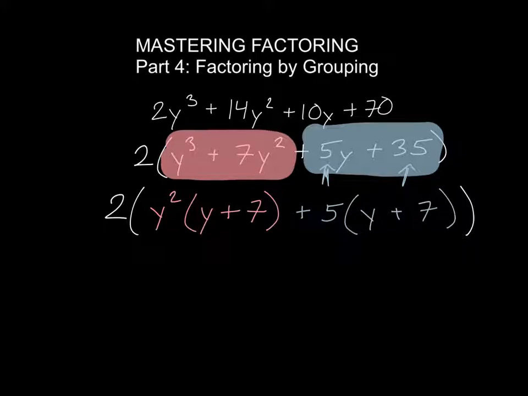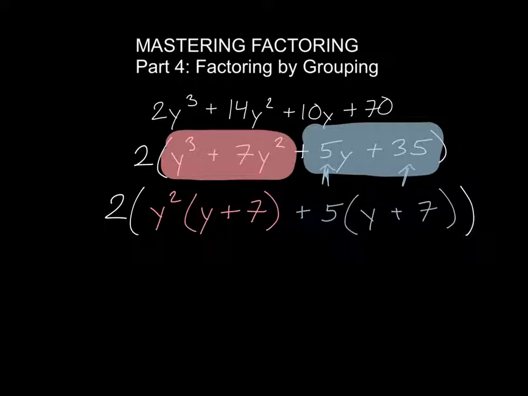So we talked about how sometimes a binomial can be a common factor in the previous parts of this series. So do you see here among these two big terms anything that's similar that they have in common? If you notice that they both have a y plus 7, then you are exactly right. That y plus 7 itself is our common factor among those two terms.